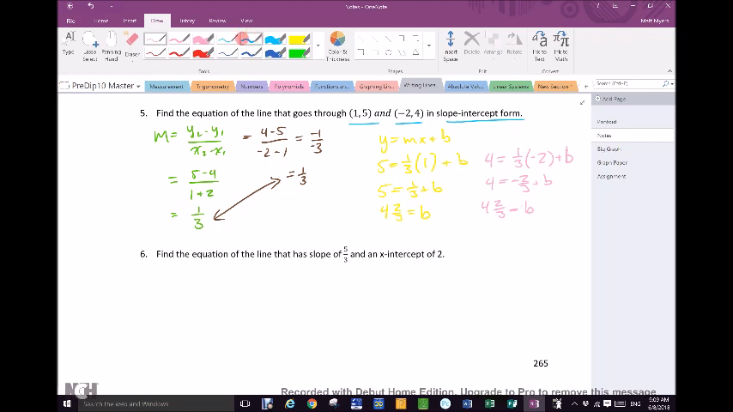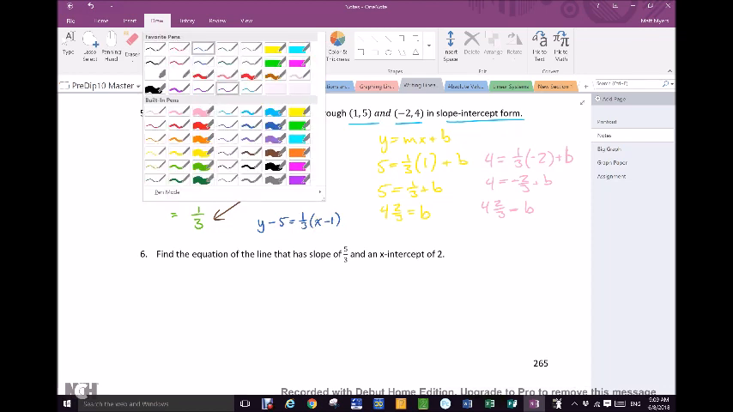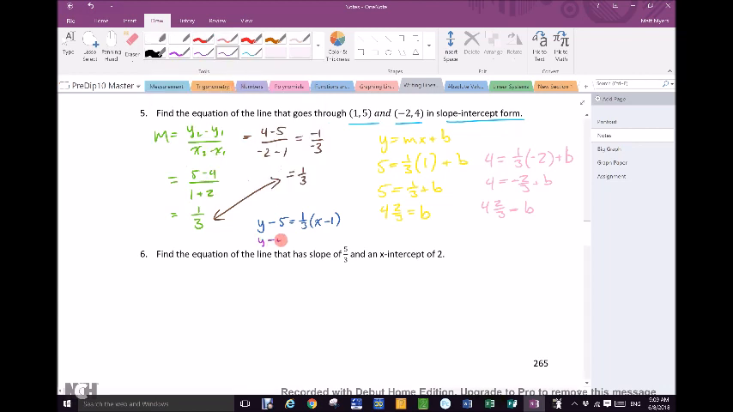Point-slope form, where I could go y minus 1, I lie, y minus 5 equals 1/3 x minus 1, and simplify. Or I could go y minus 4 equals 1/3 x plus 2, and simplify. 4 options. Do I care which one? No. Will all 4 get me the same answer? Yes. Of course they will. Everybody good?